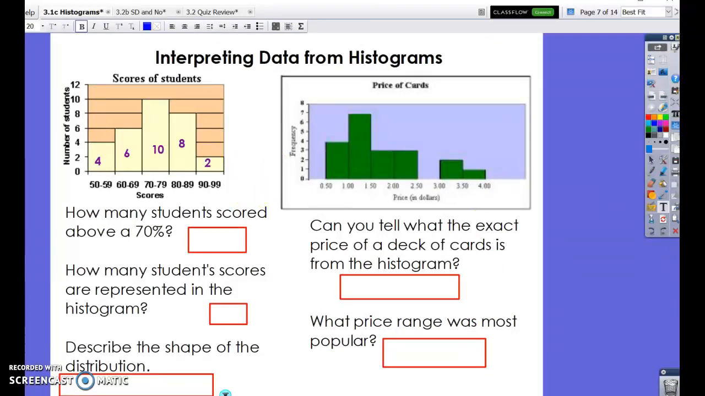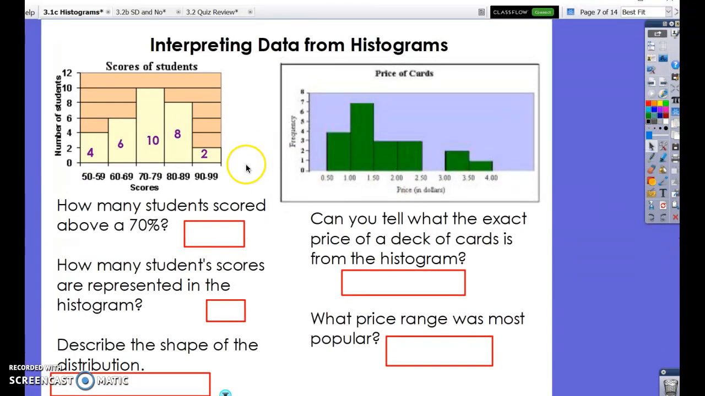Interpreting data from histograms. So again, just more practice answering questions. This would be a good time to pause the video and see if you can answer some of these questions for yourself. How many students scored above a 70%? Well, here is 70%. It looks like 10 plus 8 plus 2 scored above a 70%, so that means 20 students.